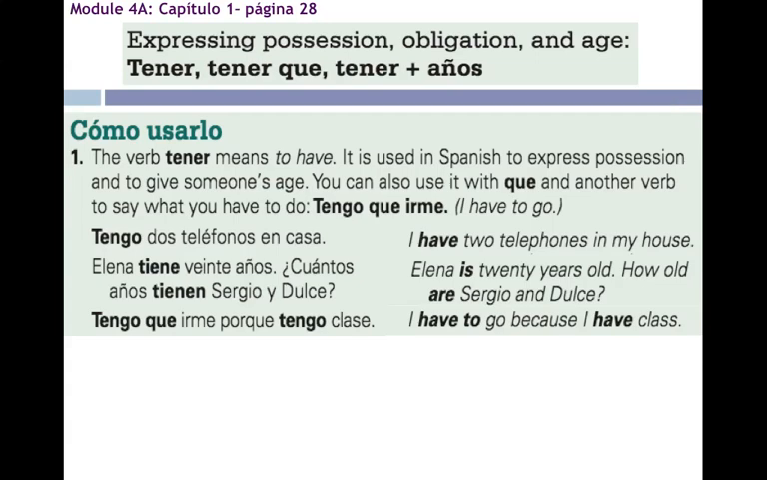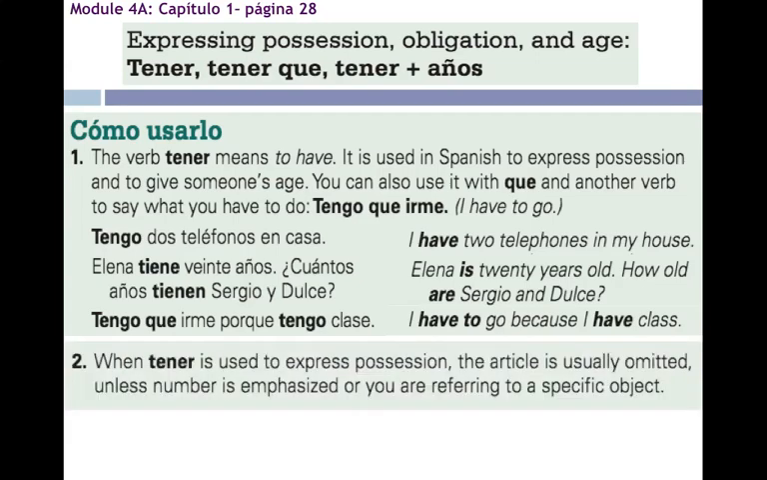And those are the three uses of tener that we're going to go over. Having things like dos teléfonos, having age like tiene 20 años, and having to do something like tengo que irme, having to go somewhere. Along with that, when tener is used to express possession, the article is usually omitted unless a number is emphasized or you're referring to a specific object. Like tengo dos teléfonos, you're using a number there, so you're using something specific.